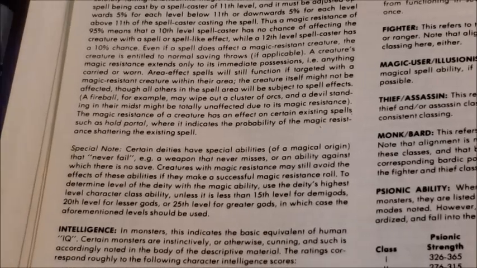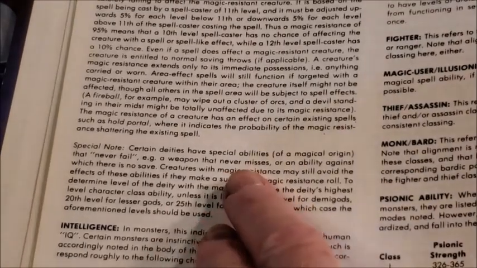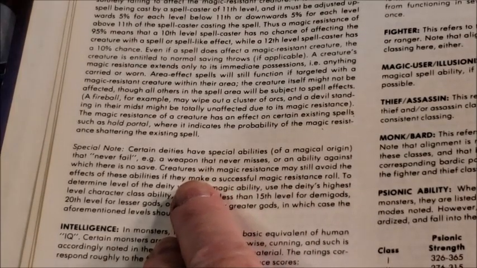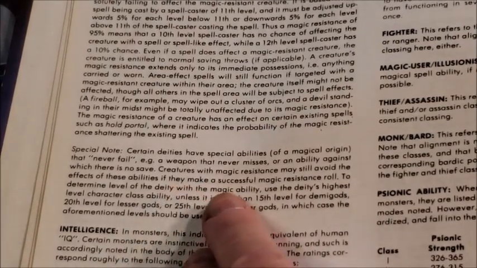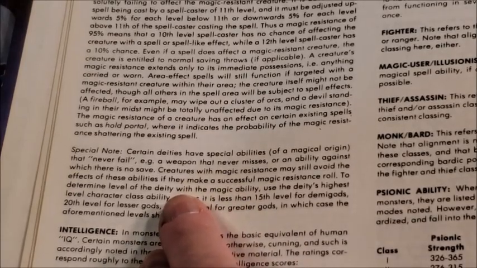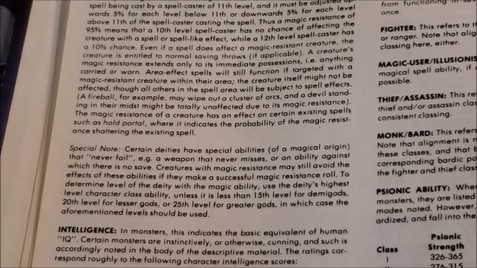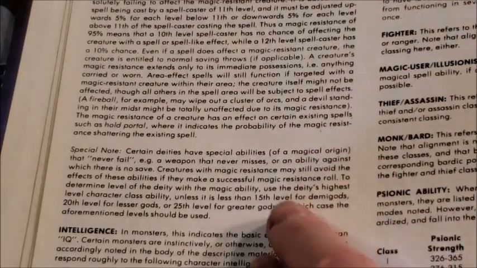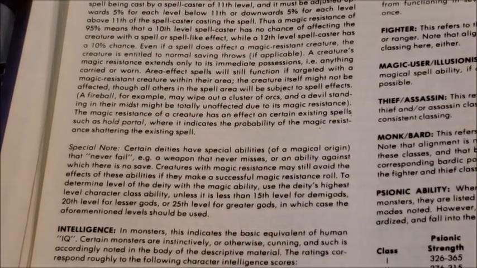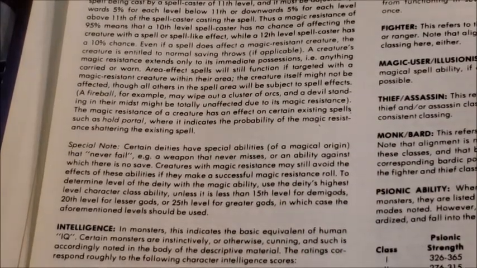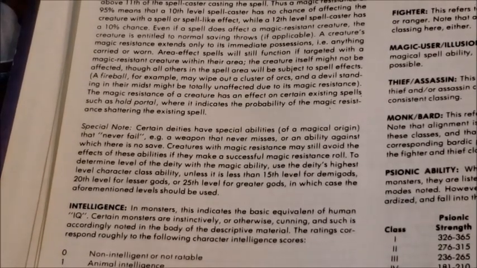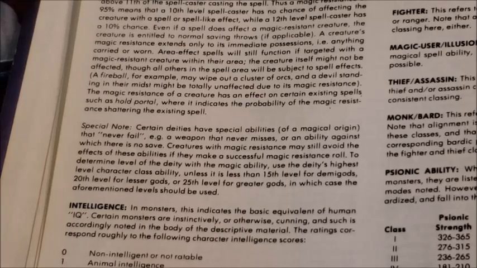And then the other thing we have, a special note here: certain deities have special abilities of magical origin that never fail. A weapon that never misses, or an ability against which there's no save. Creatures with magic resistance may still avoid the effects of these abilities if they make a successful magic resistance roll. To determine the level of magic ability, use the deity's highest level. So that was an interesting touch too. I would not allow that MR to apply to a magic weapon that never misses, any more than I would ever allow magic resistance to apply to a Vorpal sword or sword of sharpness, or for that matter, a +1 sword.